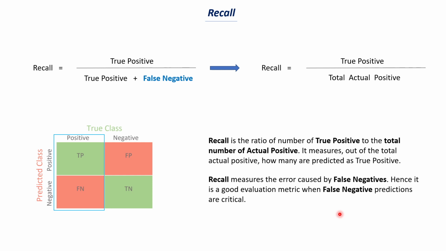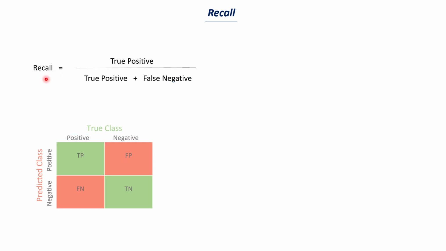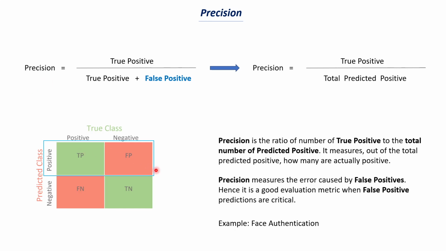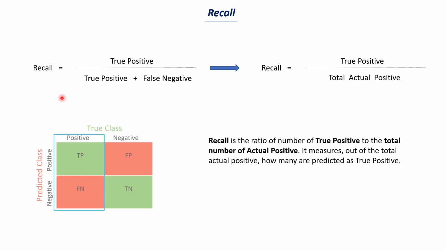The focus or the importance of precision and recall depends mainly on the problem statement that we are working on and the nature of the prediction. If the false negative predictions are very critical, in that case we should have a high recall value. If false positive values are critical, then we should have high precision values. So that is the difference between recall and precision.